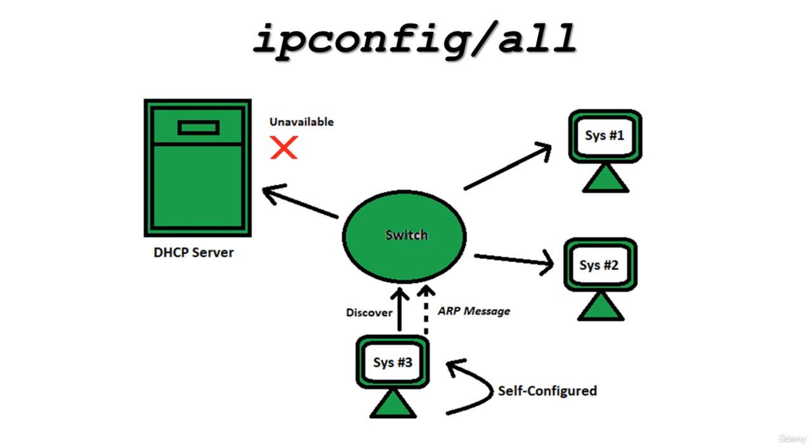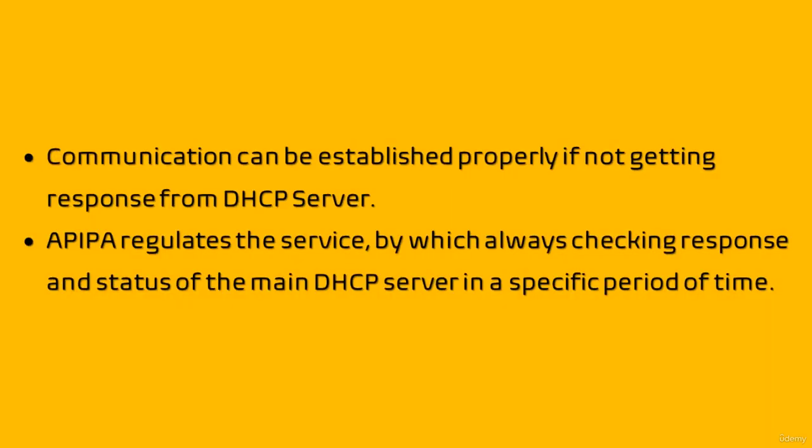But you got to note that to know the given IP address is provided by which addressing, just run the ipconfig on the screen, ipconfig/all. So you see, some of the characteristics are communication can be established properly if not getting a response from the DHCP server. APIPA regulates the service, by which it always checks the response and status of the main DHCP server in a specified period of time. What I said was every 5 minutes.